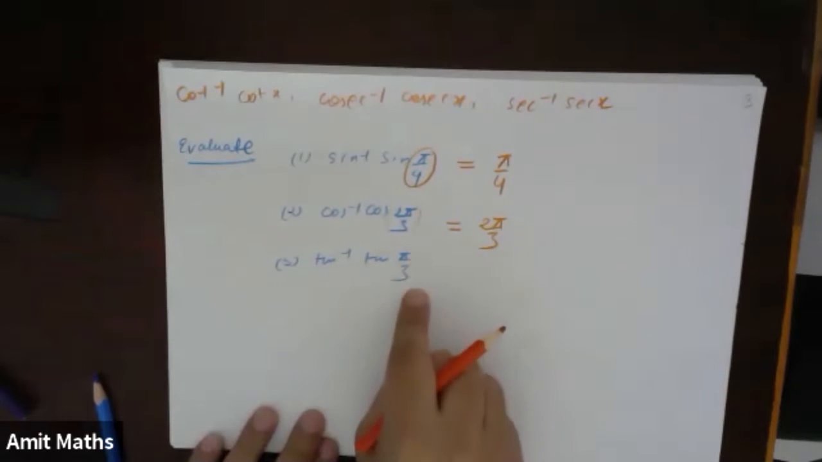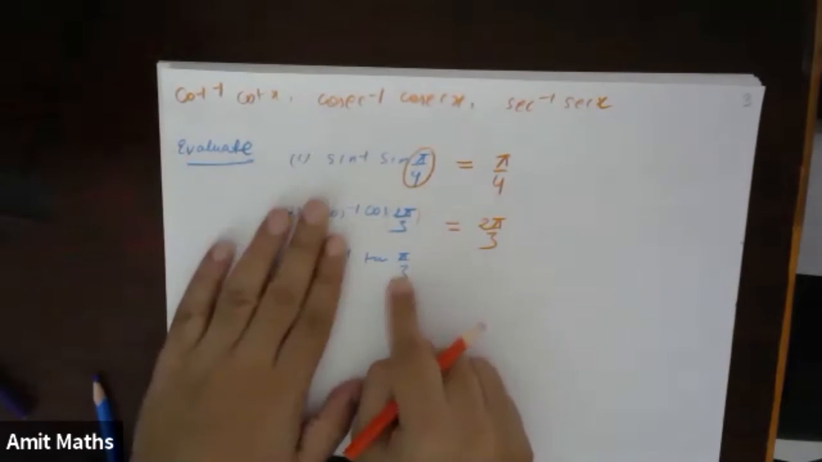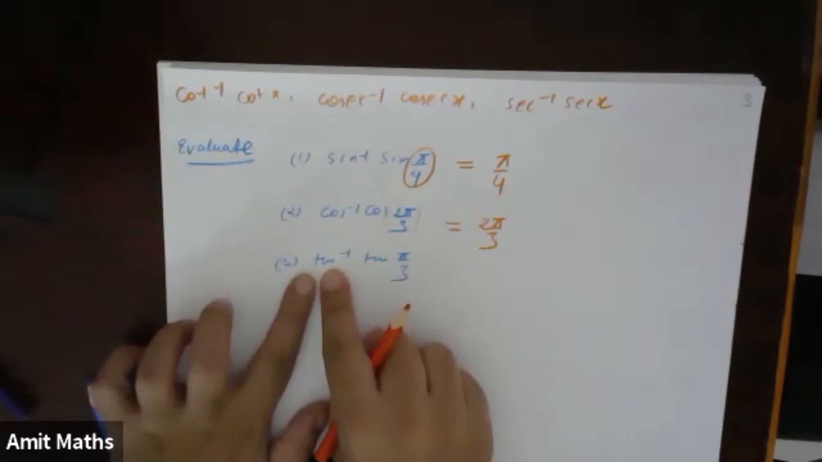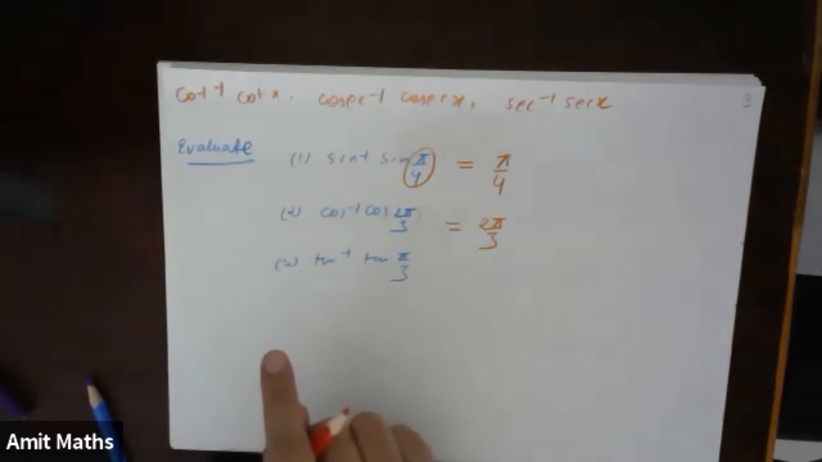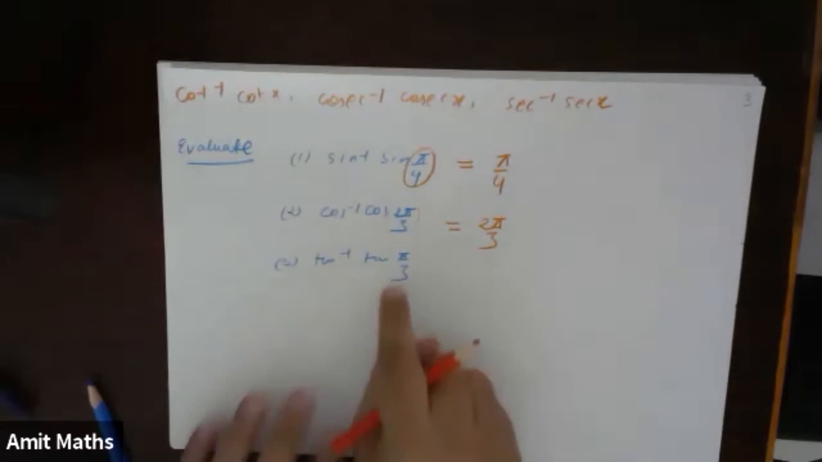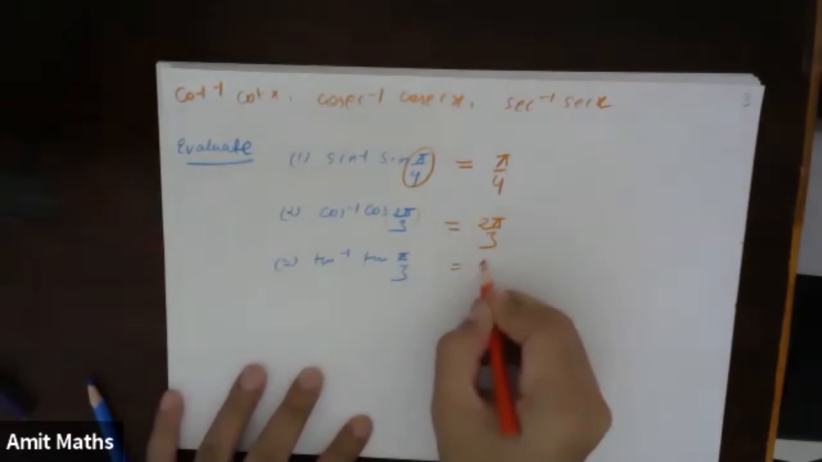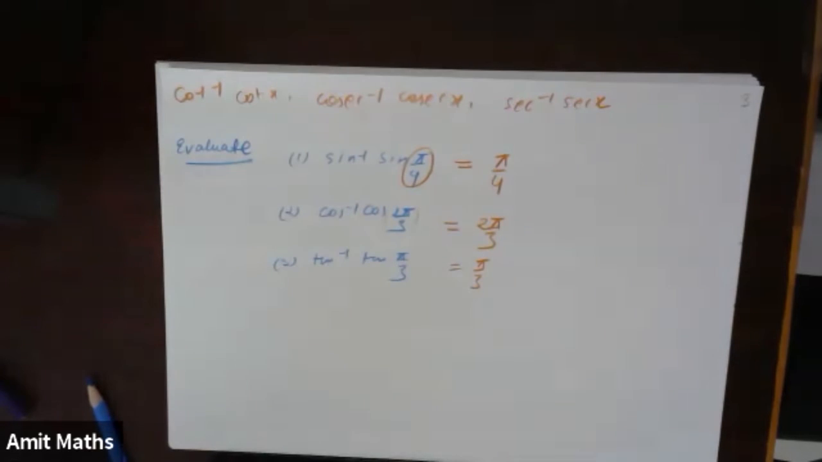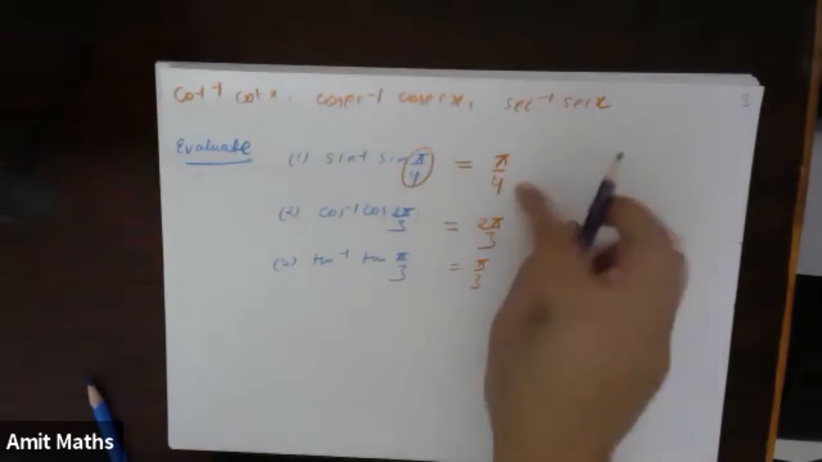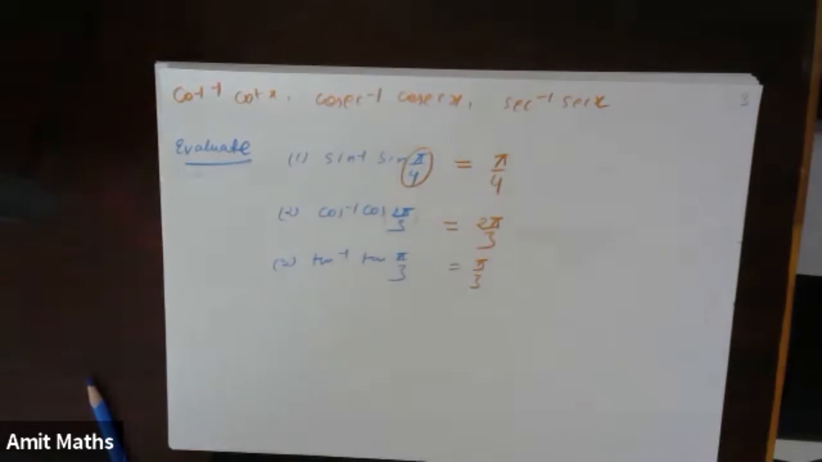Tan inverse of tan pi by 3. What is the principal angle for tan inverse? Minus pi by 2 to pi by 2, where both are not included. Pi by 3 is in between, so you will get pi by 3. Understood? Why do we not have to change anything? Pi by 4 will be the answer for the first one.